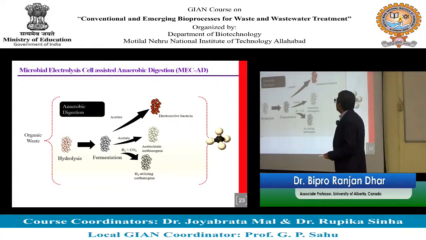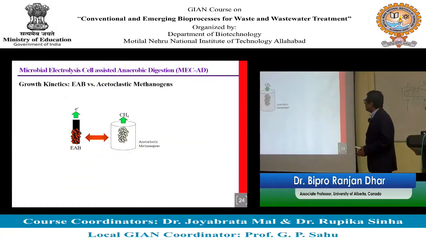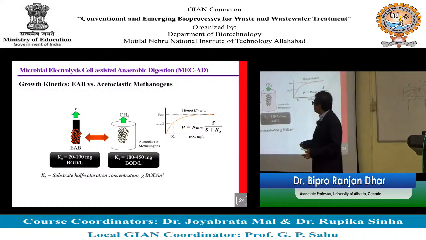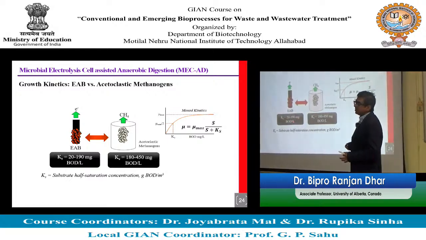Why? Because we know that the growth rate of acetoclastic methanogen is very low, even compared to hydrogenotrophic methanogen. But if you compare EAB and acetoclastic methanogen, for example, the Ks value for EAB is 20 to 190 milligram per liter BOD, but the Ks value for acetoclastic methanogen, if you remember from our day 2 slide, is from 180 to 450. So which one is kinetically efficient?